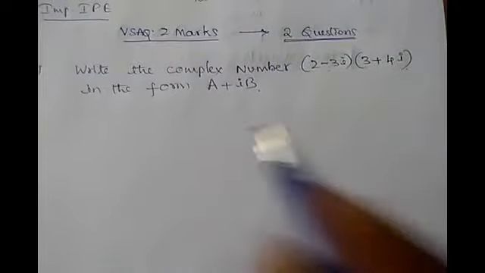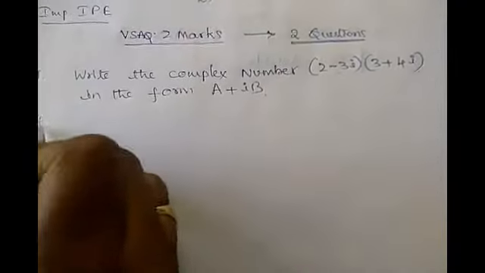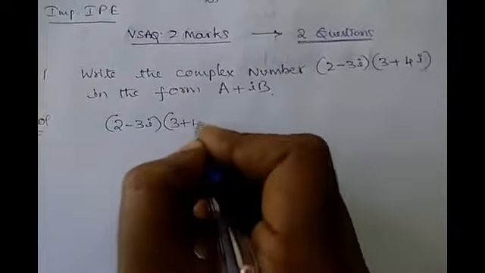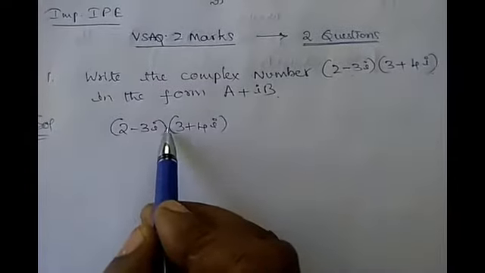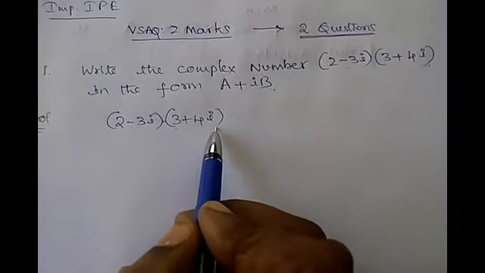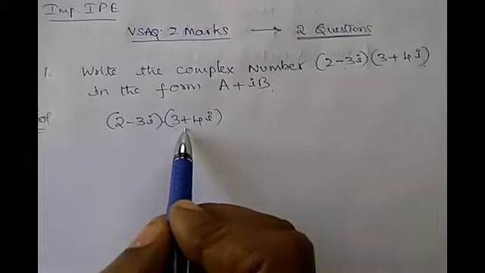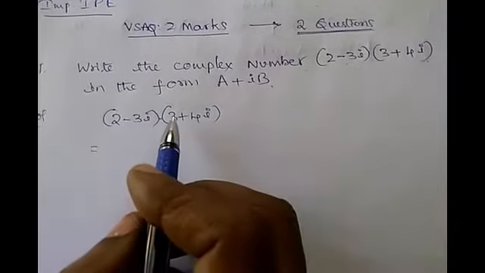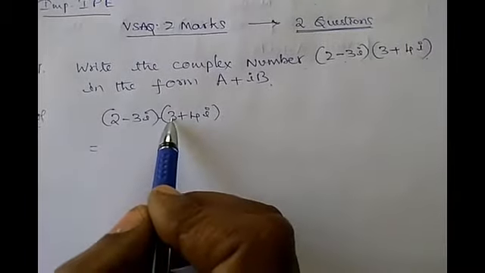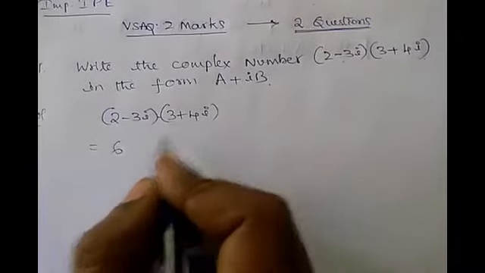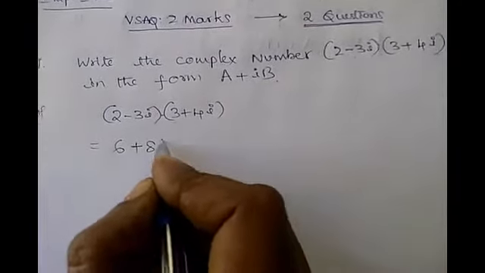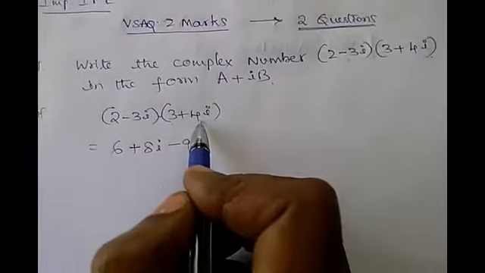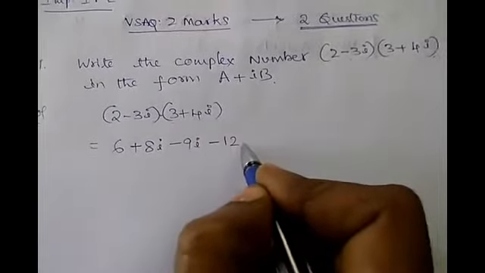What is your general form? A plus ib. So the given complex number is (2 minus 3i) into (3 plus 4i). So it is one complex number and this is the other complex number. So Z1 into Z2. Multiply these two complex numbers as we discussed in previous videos. 2 into 3, 6. 2 into 4i gives 8i. Minus 3i into 3 gives minus 9i. Minus 3i into 4i gives minus 12i square.